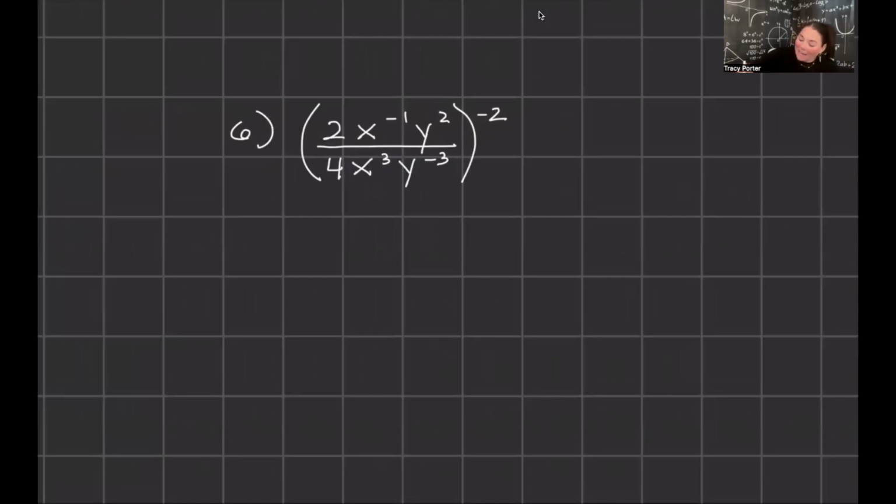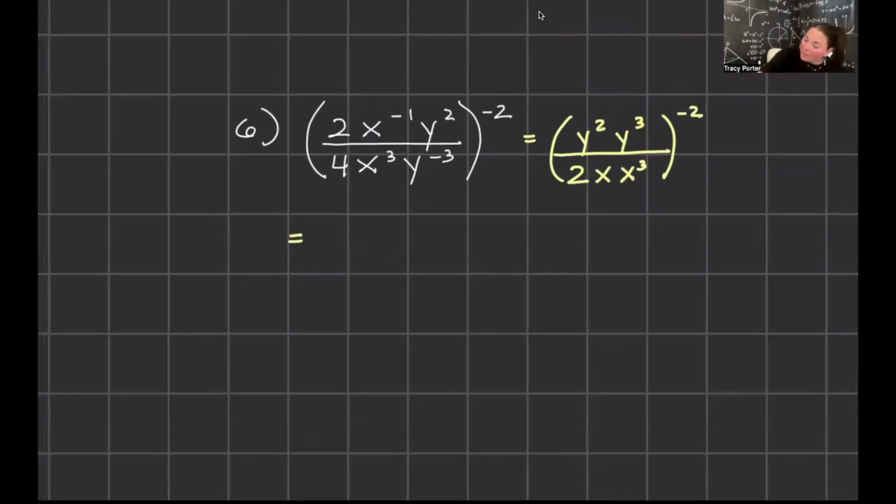You can work inside the parentheses first. So we'll create a numerator and denominator. So 2 over 4 will just be 1/2. So I'm going to put a 2 here. That x, the minus 1, can go here. You'll have a y squared. X cubed stays, and this is going to become y cubed up top. All still to the negative 2 power. So combining those, we've got y to the fifth, and then that's going to be 2x to the fourth, all to the negative 2 power.